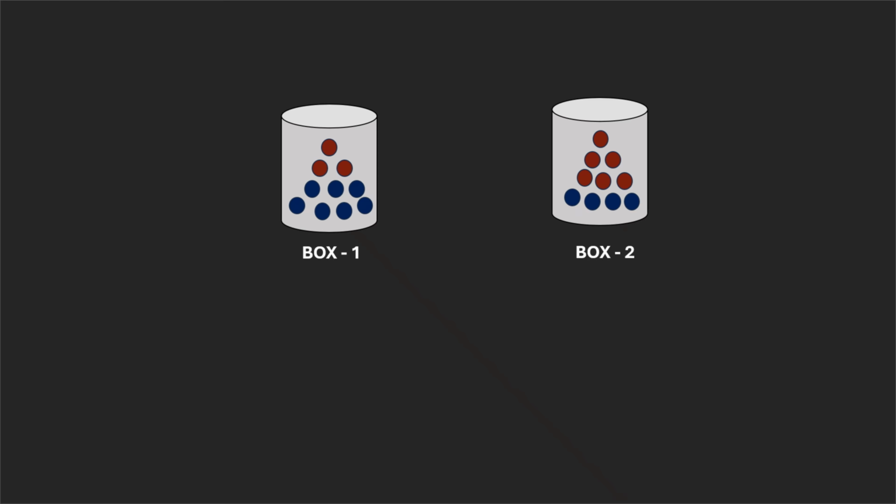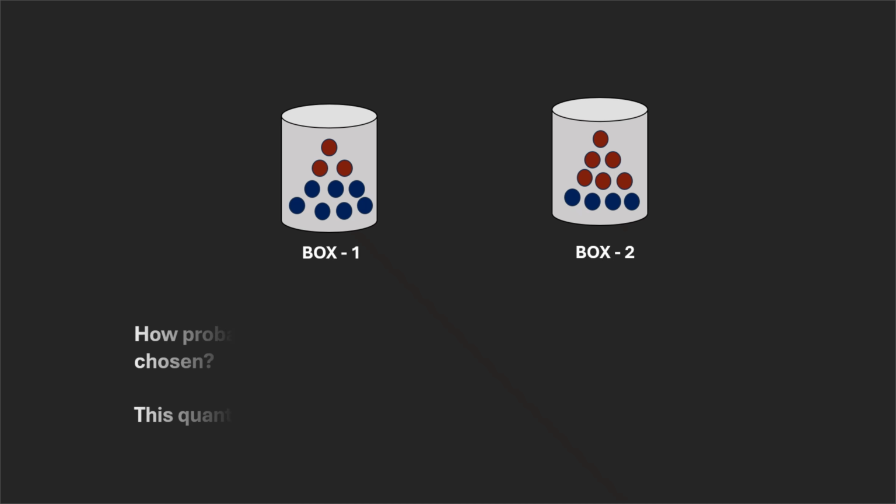You look inside the boxes and ask, if the ball came from box 1, how likely is a red ball? As we can see, there are 3 red balls out of total 10 balls, so it is 3 by 10. Similarly, if the ball came from box 2, how likely is a red ball? So it is 6 by 10. Clearly, box 2 produces red balls much more frequently than box 1.